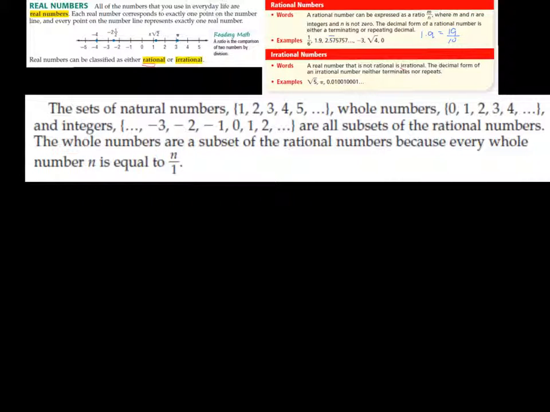The set of natural numbers starts with 1: 1, 2, 3, 4, 5, and keeps going forever. This little ellipsis means it's going on and on and on, the dot, dot, dot. Whole numbers adds 1 number, which has a hole in the middle, so it adds 0 to our natural numbers. Integers are whole numbers and their opposites, so it goes forever in both directions. These are all subsets of rational numbers. Whole numbers are a subset of rational numbers because every whole number n is equal to n over 1.